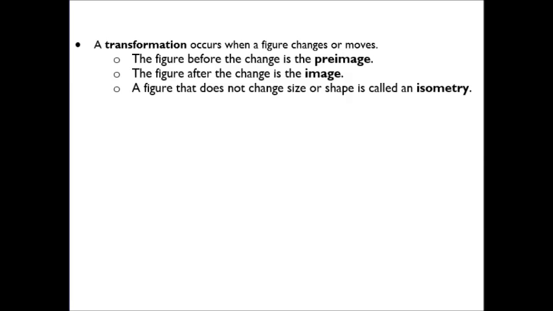Let's first talk about some vocabulary. A transformation occurs when a figure changes or moves. The figure before the change we call the pre-image. Pre as in before, that's before we make an image. And the figure after the change is the image. And a figure that does not change size or shape is called an isometry.